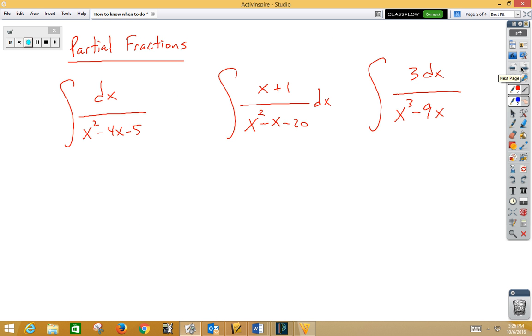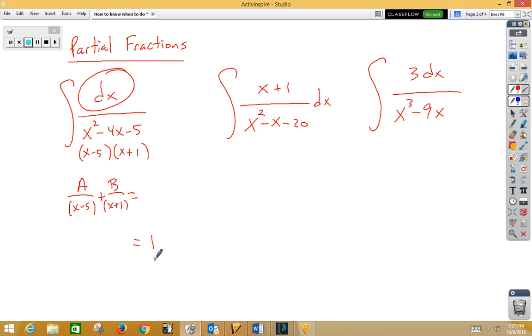Partial fractions is a BC topic. Remember, with partial fractions, you're looking to factor the bottom. So maybe this is x minus 5 and x plus 1. So a over x minus 5 plus b over x plus 1 equal to the original. Then make like fractions. If there's nothing up top there, set it equal to 1.